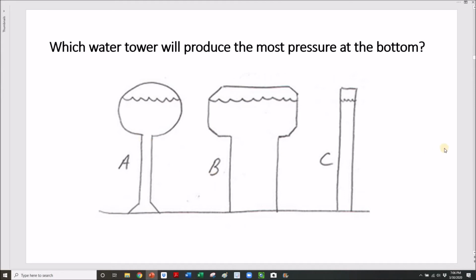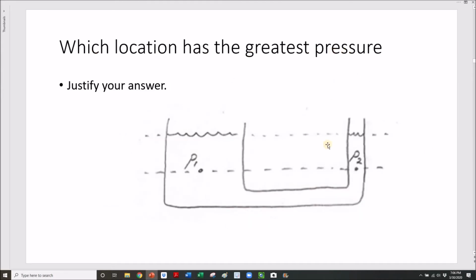Only the height matters. Okay, which location has the greatest pressure, P1 or P2? Well, remember the pressure here is the pressure on the top, P naught, plus the rho g h difference between here and here. And that difference is the same as here and here. The height difference is identical. So that means along any horizontal line inside of a static fluid, the pressure is going to be identical. The pressure at P1 and P2 has to be the same.